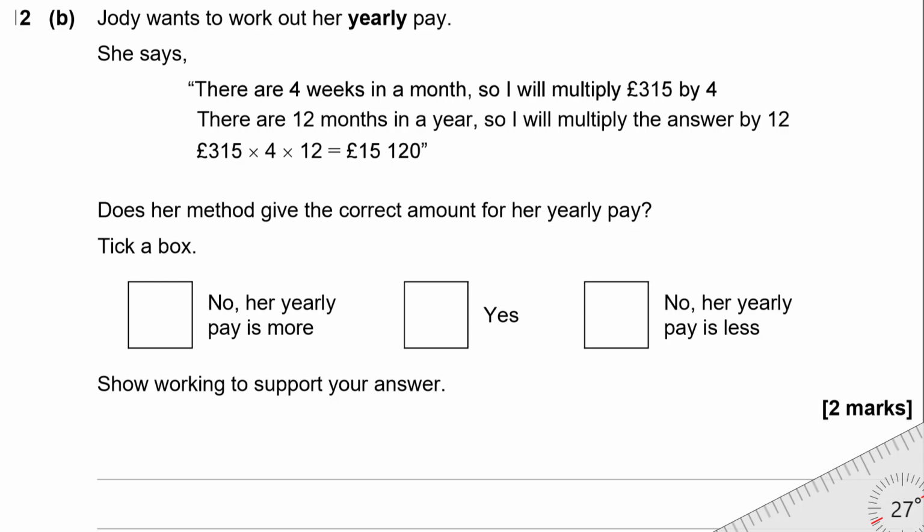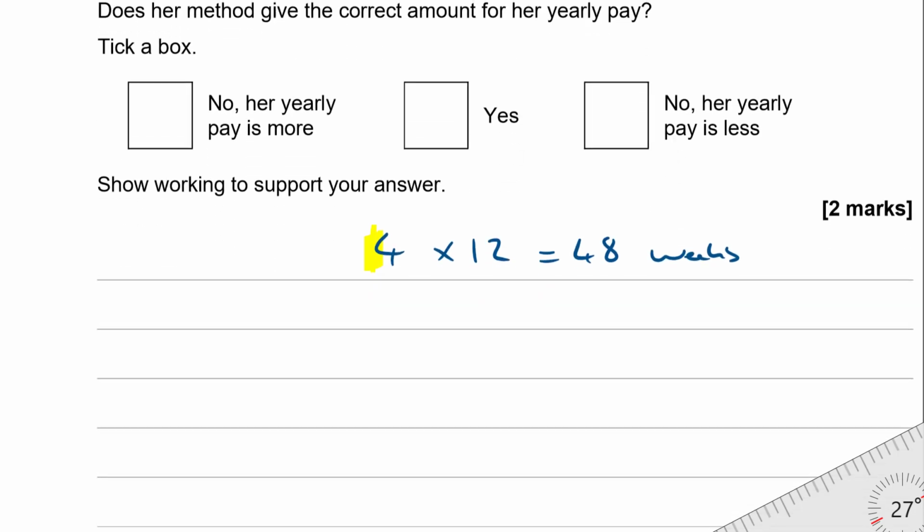Well, she's used 4 weeks in a month and 12 months in a year. Now, if you multiply those 4 weeks in a month by 12, 4 times 12, you're going to get 48 weeks. Okay, now there are actually 52 weeks of the year, not 48. So, assuming that she doesn't have any holidays and she's working the entire year without break, she will be working 52 weeks and not 48 weeks.